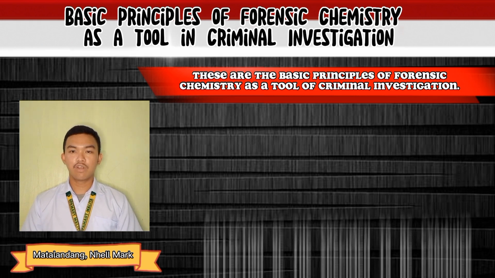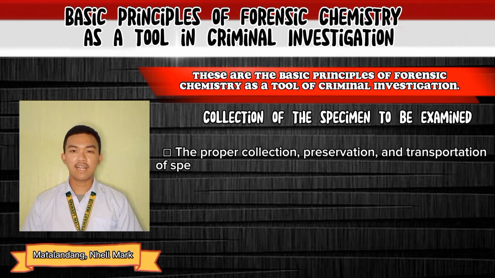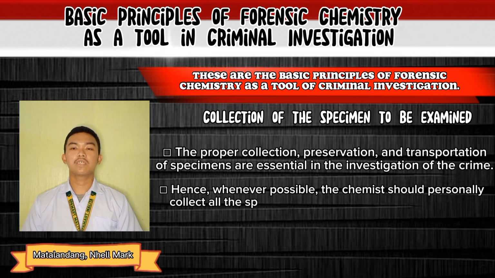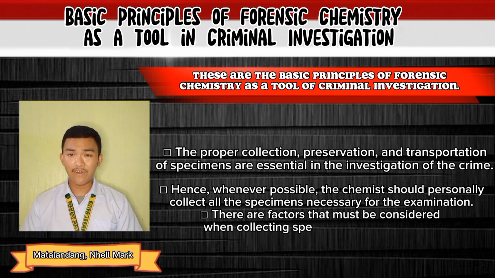First is collection of the specimen to be examined. The proper collection, preservation, and transportation of specimens are essential in the investigation of crime. Hence, whenever possible, the chemist should personally collect all the specimens necessary for the examination. There are factors that must be considered when collecting specimens for examination.